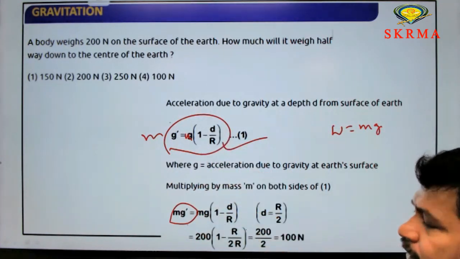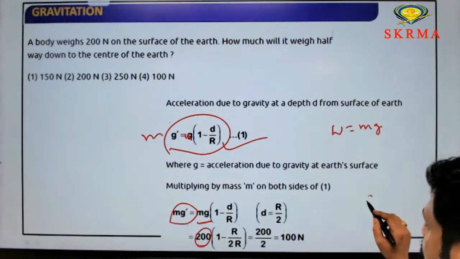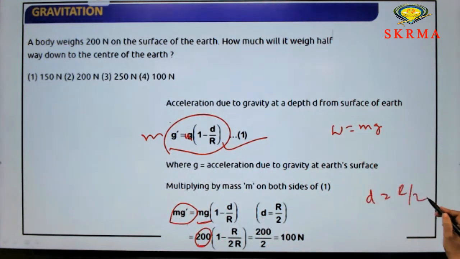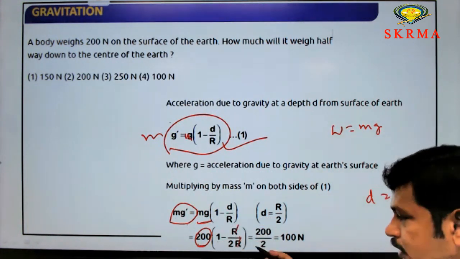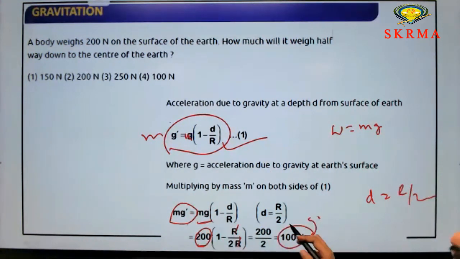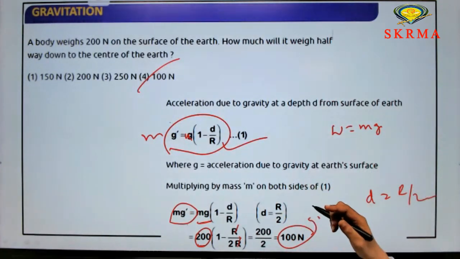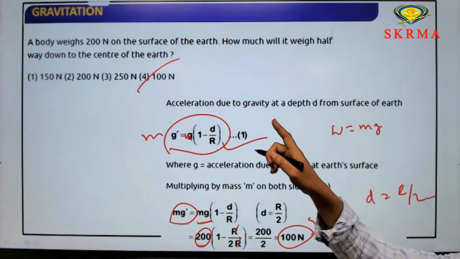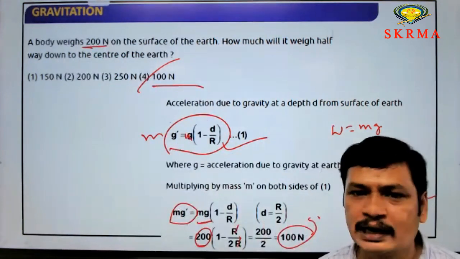Here everything is given. mg, the weight on the surface, is 200. 1 minus d by R, where d is how much distance you move? R by 2 distance is given. That's why R and R will be cancelled. 1 minus 1 by 2 is 1 by 2. 200 by 2 is 100 newtons. The correct option is shown. It means exactly at half distance, our weight is half of the weight at the surface. At the surface it is 200 newtons, at half we have 100 newtons.